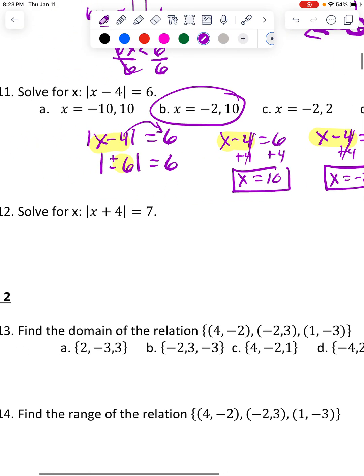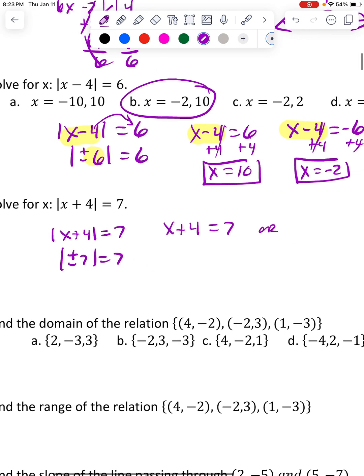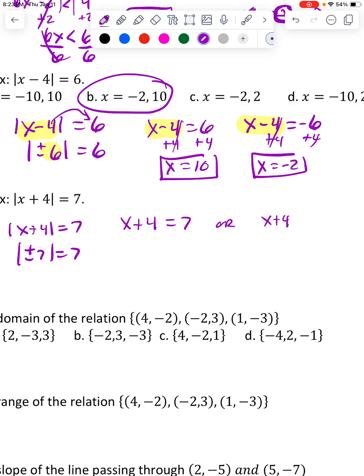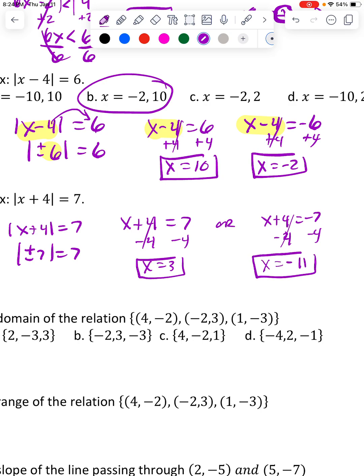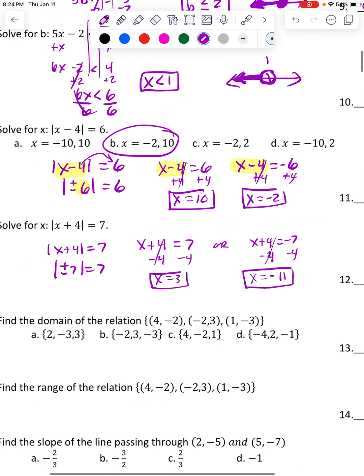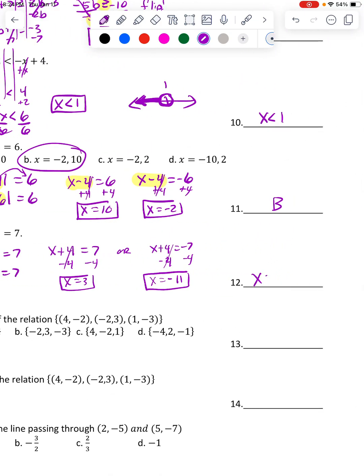All right, let's try that again. Now, whatever's in here could be either positive or negative 7 in order to come out as a 7. So I take x plus 4, let it equal 7, or the other option is x plus 4 could equal negative 7. And then I just solve. I'm always going to take the same solving steps in both cases. And I'm going to get x equals negative 11 because negative 7 minus 4 more. So those are my two answers for this problem. X equals 3 or negative 11.